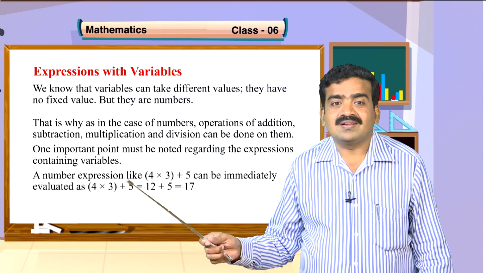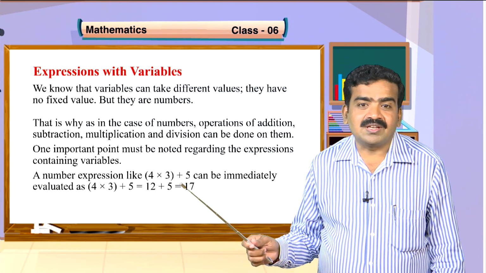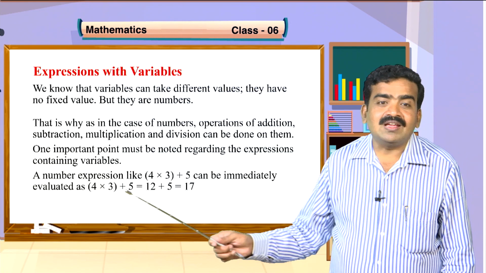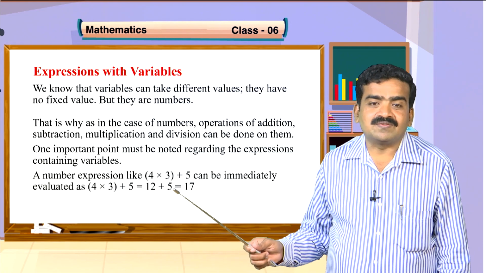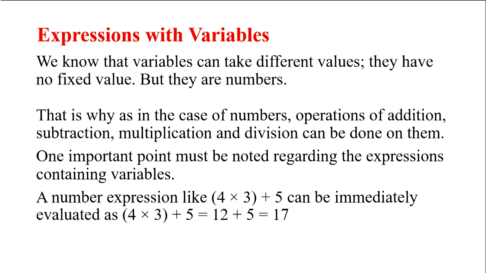A number expression like 4 into 3 plus 5 can be immediately evaluated: 4 into 3 plus 5 is equal to 12 plus 5, which is equal to 17, because 4 3s are 12, and 12 plus 5 is 17. Any kind of number expression can be simplified very easily based on the symbol used. If it is a multiplication symbol, we multiply them. If there is an addition or subtraction symbol, we simplify according to the sign used there.